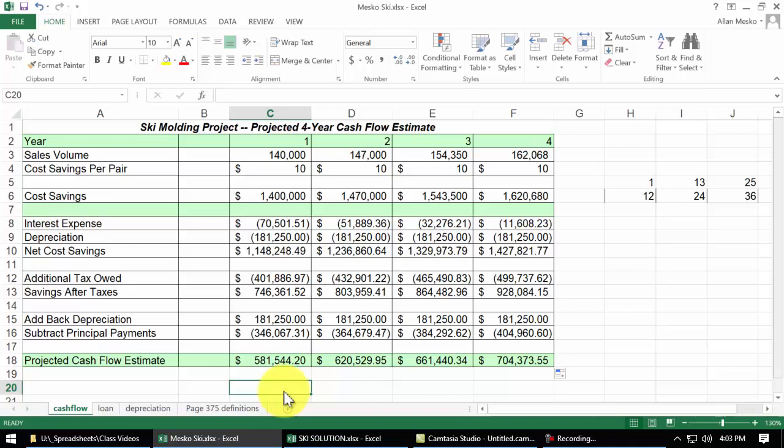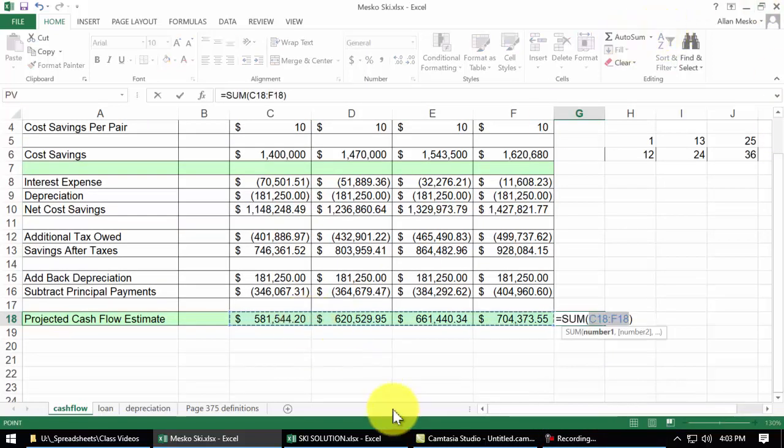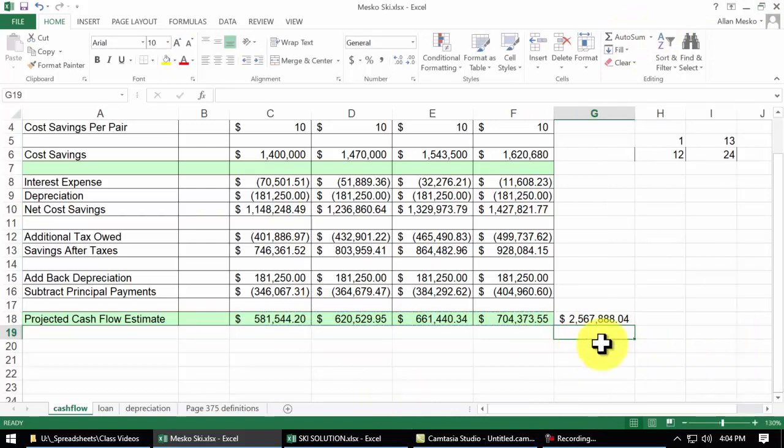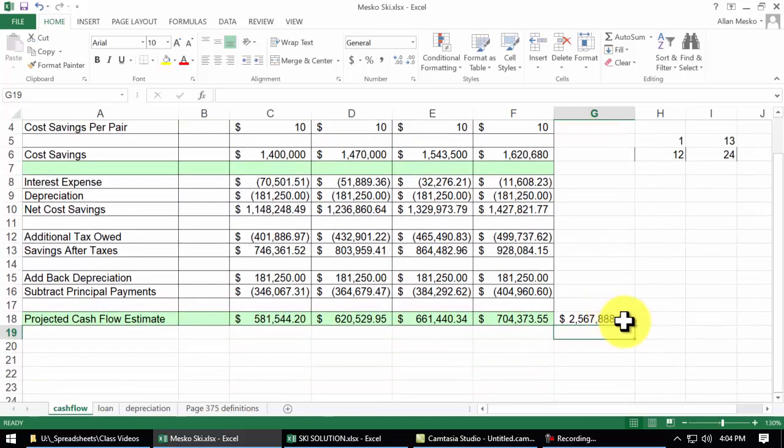Number 13 says, skipping several rows under the data, include a sentence summarizing whether or not the cost of this machine will be recovered based on the projected cash flow estimate over the 4 years. So, how much are we spending? $1.5 million. What is our projected cash flow estimate over the next 4 years? Let's sum that. So we'll do an auto sum here, and it picks all those things, and it says our projected cash flow is $2.5 million, and we are borrowing $1.5 million.